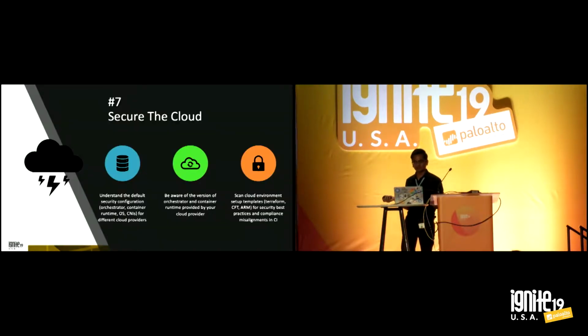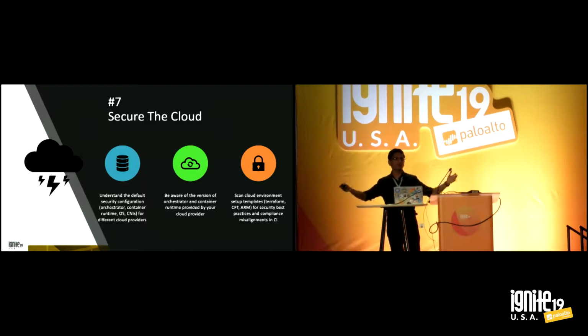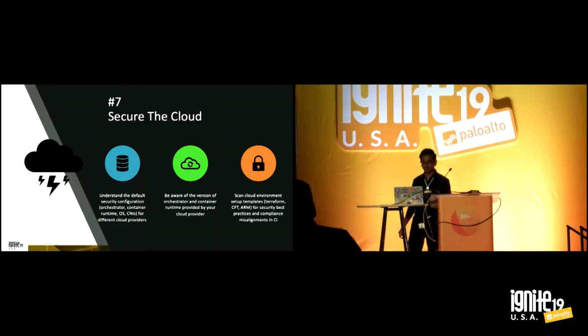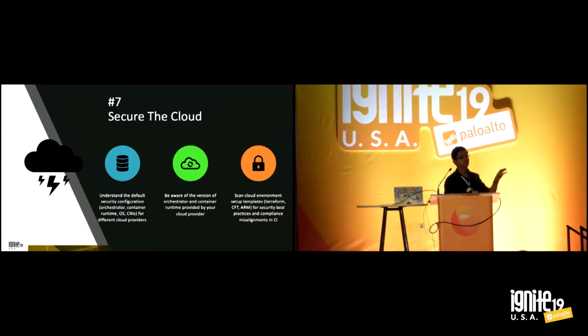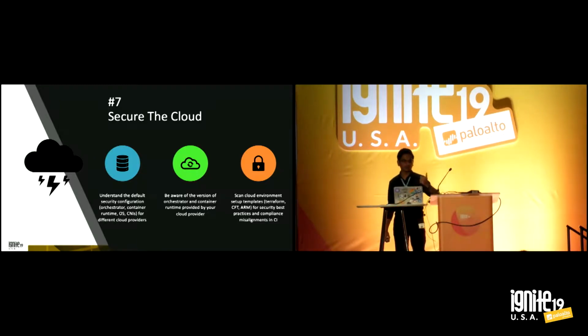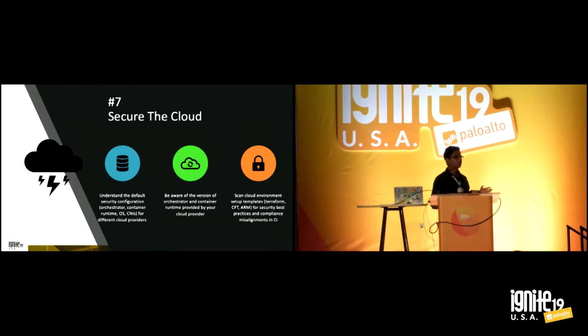The last one is securing the cloud, the environment where your containers are running. Understand the default security configuration of what AWS, Azure, Google have for the security environment. This applies to the orchestrator, container runtimes, operating systems, CNIs. If you're using hosted Kubernetes, a lot of this security configuration has defaults, but you need to understand what the default is. Their default might not be applicable to you.